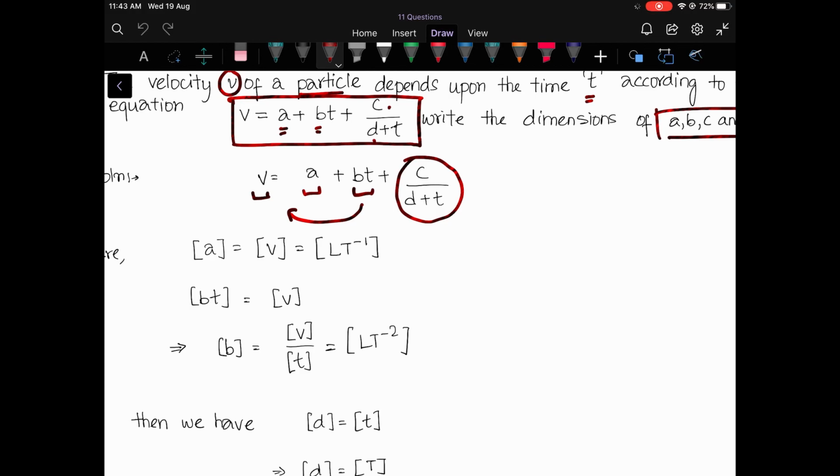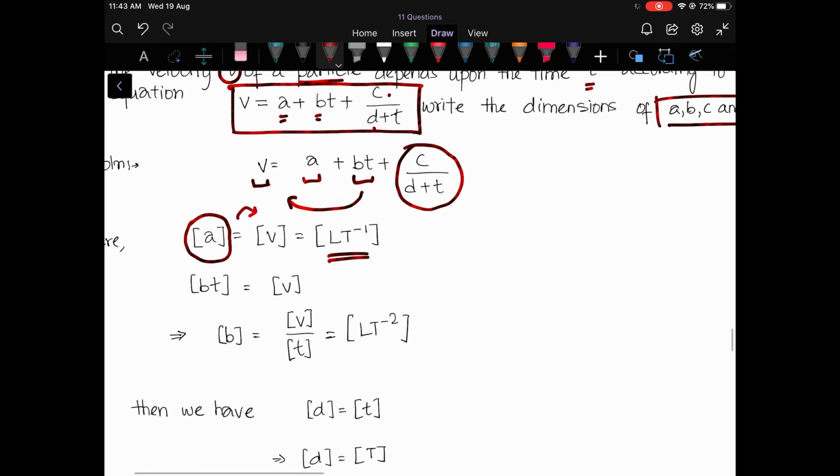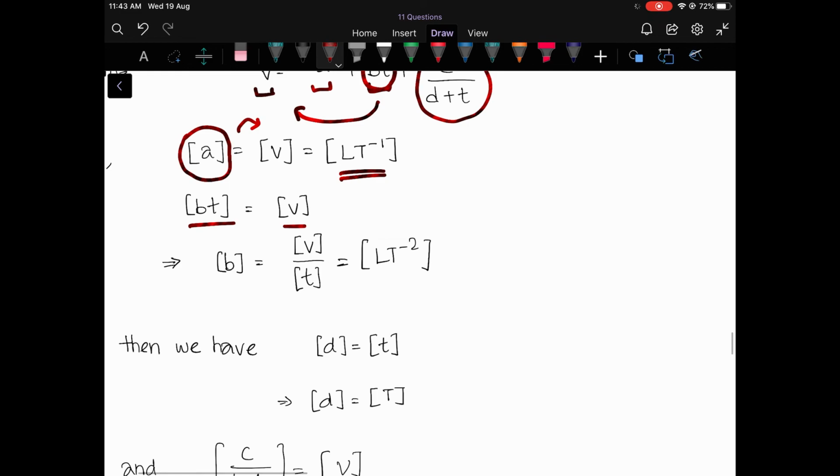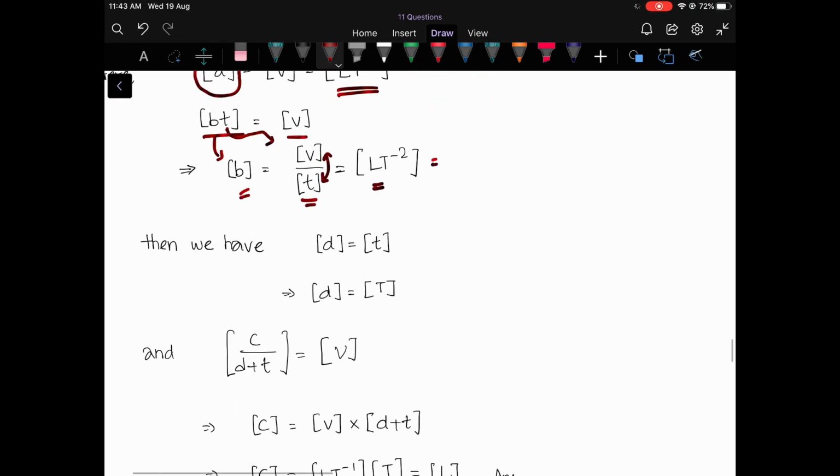So directly we have got the dimension of A, that is your dimension of velocity, which is simply your LT to the power minus 1. Then again, dimension of BT also must be equal to your dimension of velocity. So we have got dimension of B must be equal to dimension of velocity, and this T goes down there, so divide by dimension of time. Now velocity by time, if you remember, is acceleration, so directly I can write LT to the power minus 2. So we got the dimension of B.